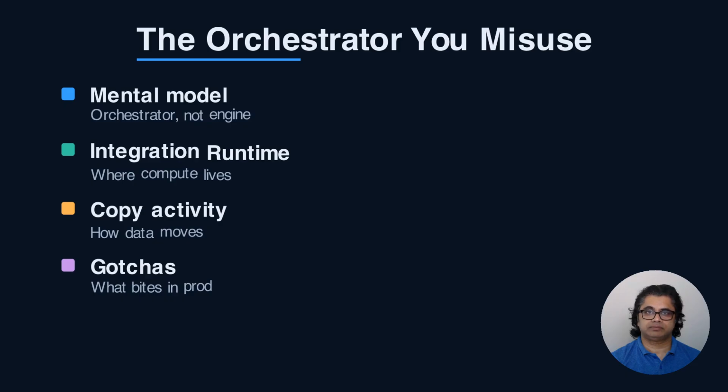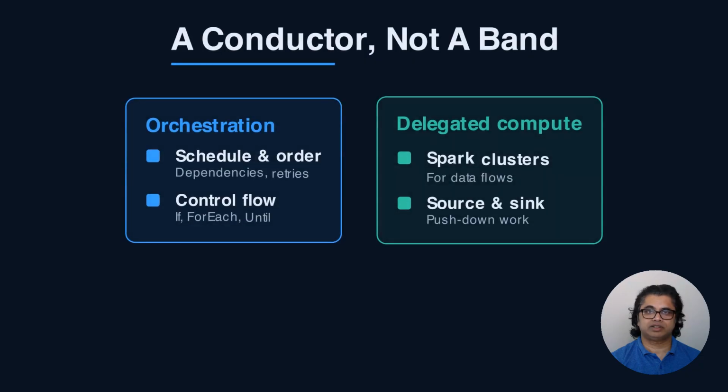Let's take it apart. Here's the core mental model. Azure Data Factory is primarily an orchestrator. Its job is to say what runs, in what order, on what schedule, and with what dependencies. By default, it does not transform data on its own compute. When you write a copy activity, ADF pushes the work down to the source and sink systems and a data movement service. When you write a mapping data flow, it delegates the actual transformation to a managed Apache Spark cluster. So think of ADF as the conductor coordinating other engines, not the band playing the music. That single distinction explains most of its cost and performance behavior.